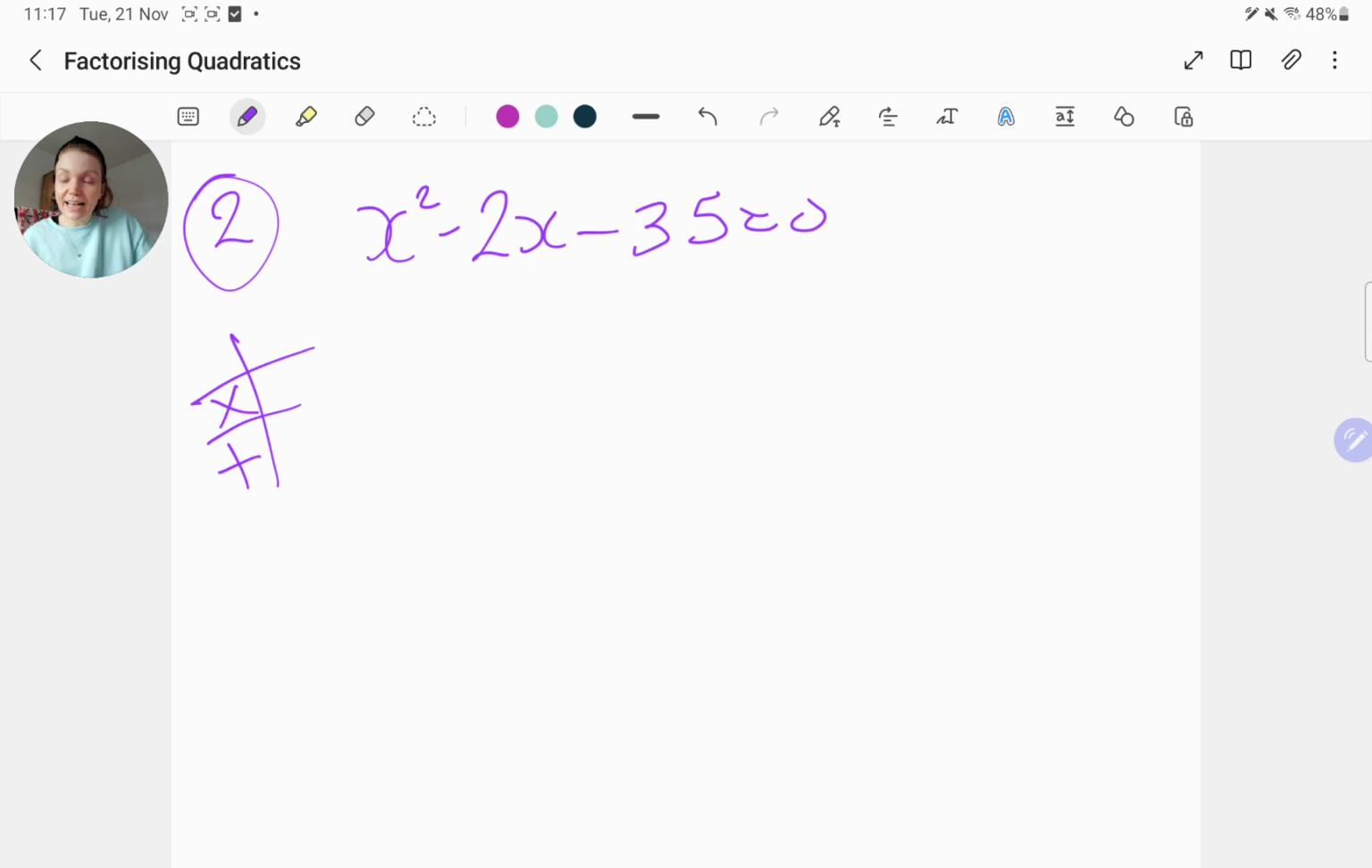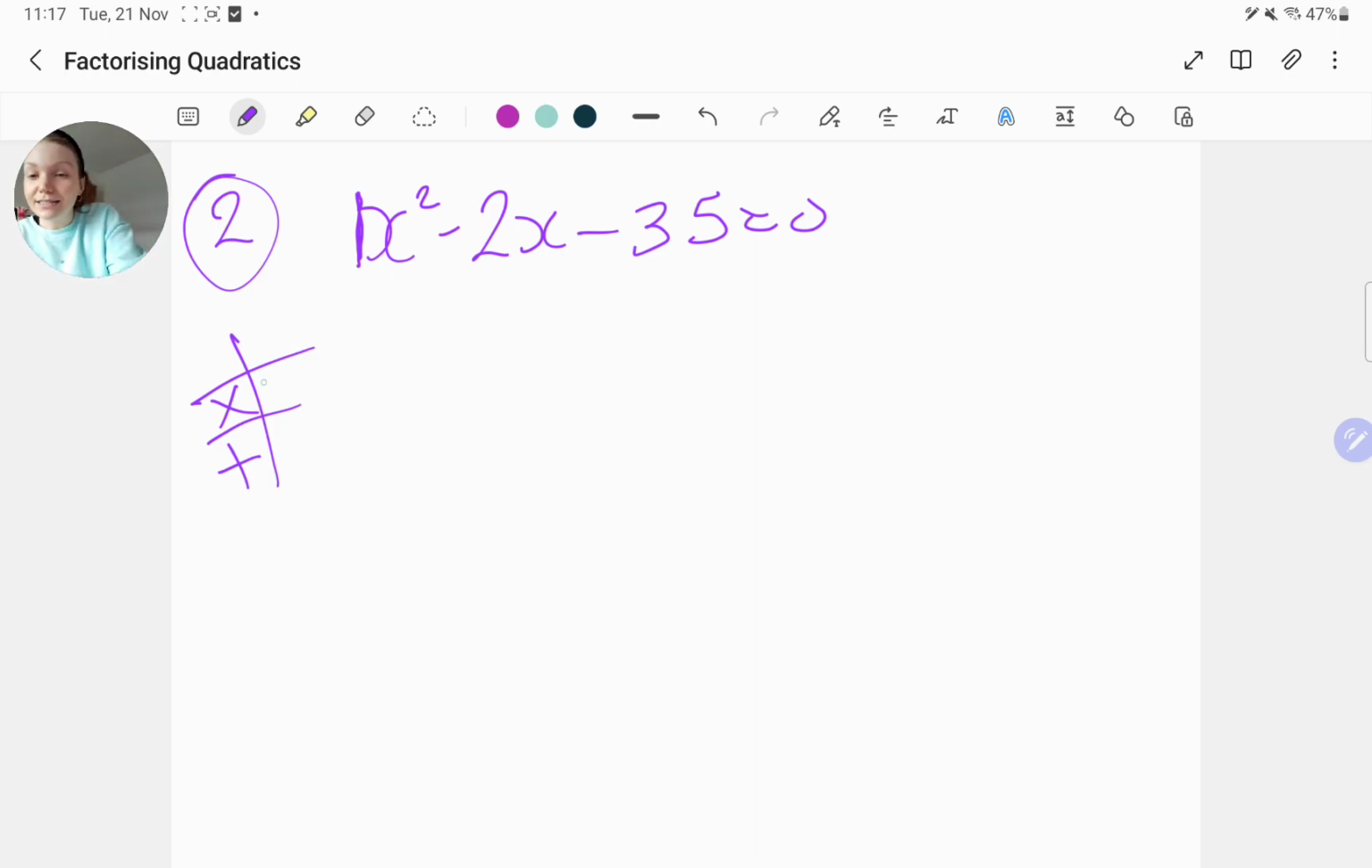So multiply again to give the two outside terms, add to give the middle term. So multiply to give 1 times, because remember there's a 1 there, 1 times minus 35. When signs are different, it's negative, good. When signs are the same, it's positive.